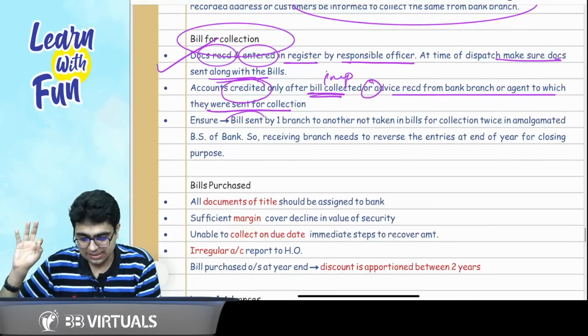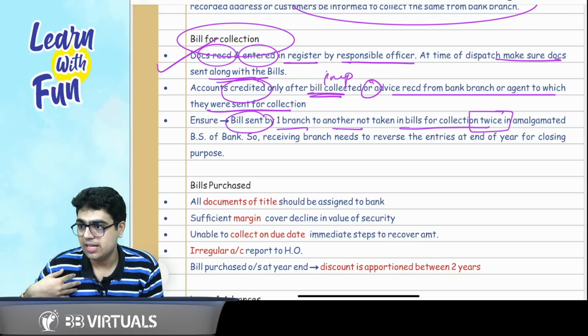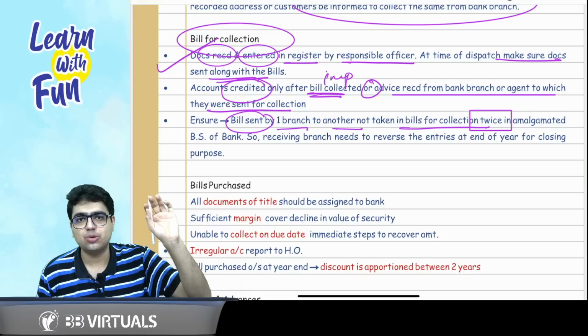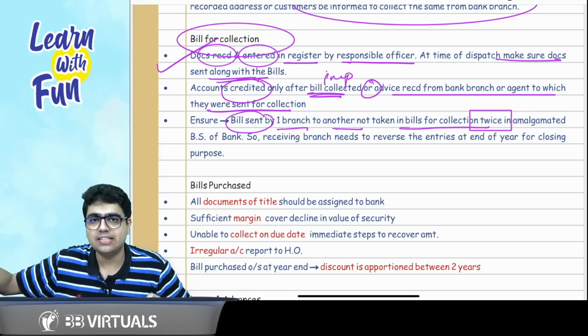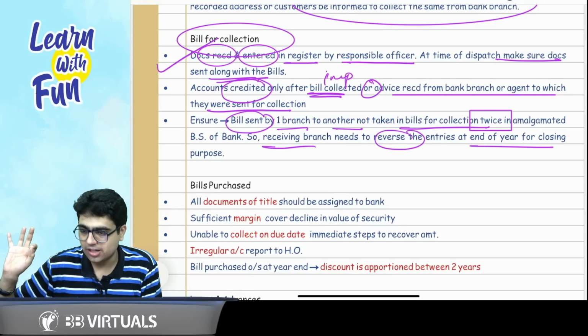Ensure that a bill sent by one branch to another branch is not taken in bills for collection twice. So who has to give up? Sir, the receiving branch has to give up. The receiving branch needs to reverse the entries at the end of the year for closing purposes.